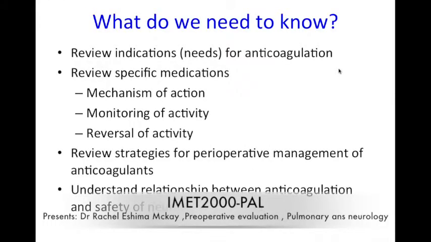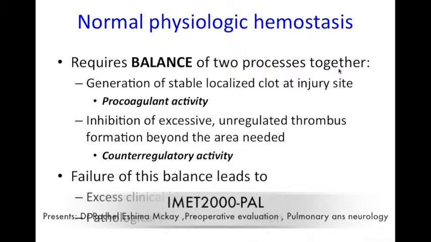So we'll talk about the coagulation status and the surgical patient. So what do we need to know? We'll review some of the indications for anticoagulation and why patients need anticoagulation. We'll review specific medications, talk about mechanisms of action, monitoring of anticoagulant activity, and availability of reversal of anticoagulation when it's necessary for elective or emergency surgery.